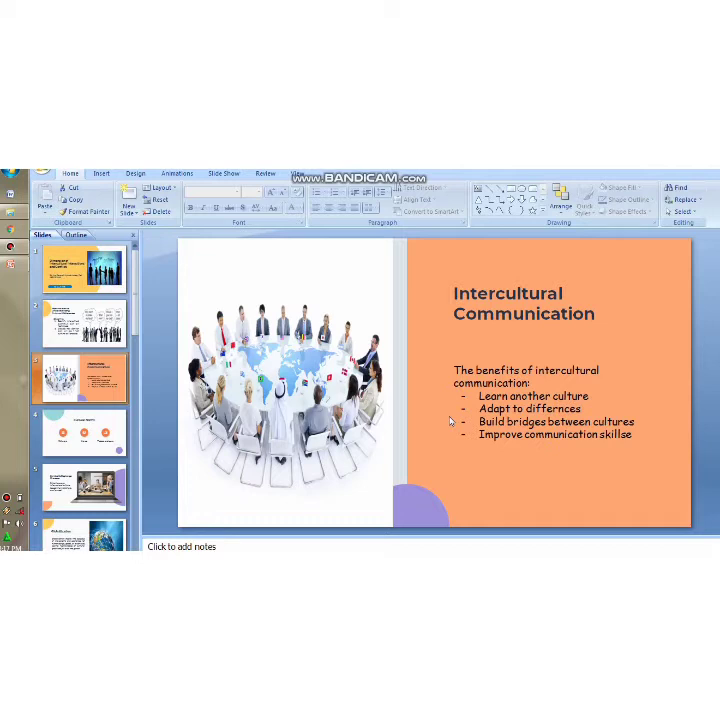Communication always has certain obstacles. However, in intercultural communication, the obstacles that arise are certainly more numerous and more complex than communication between people from the same culture. By communicating a lot with people of different cultures, our communication skills will be more honed.